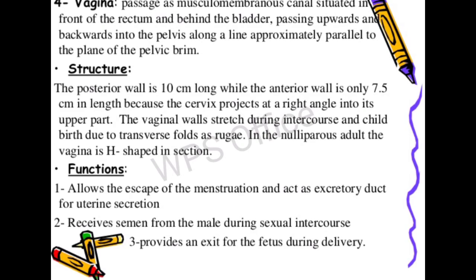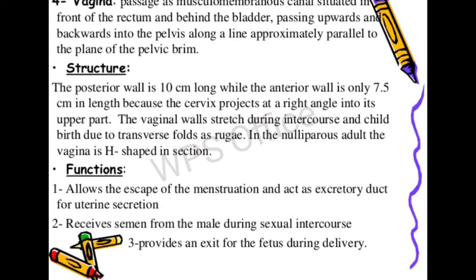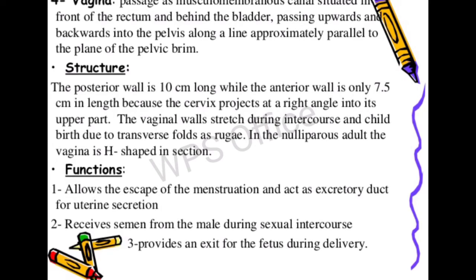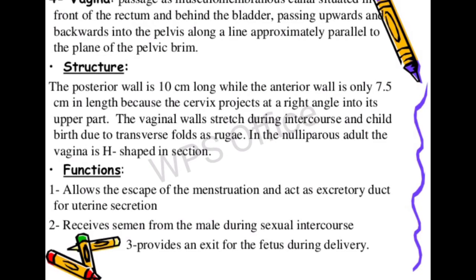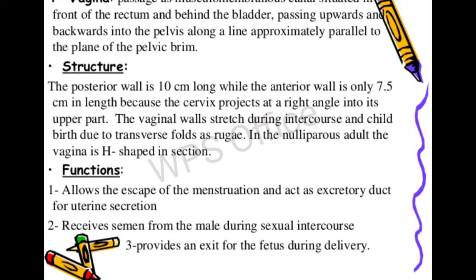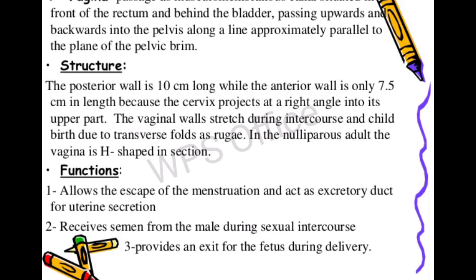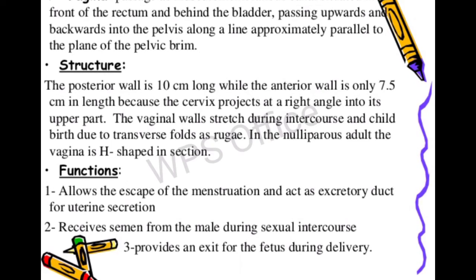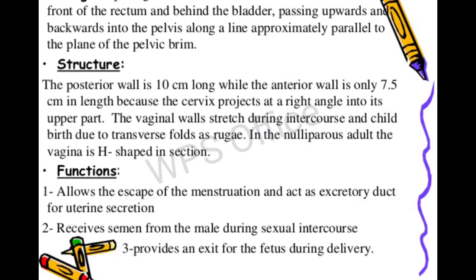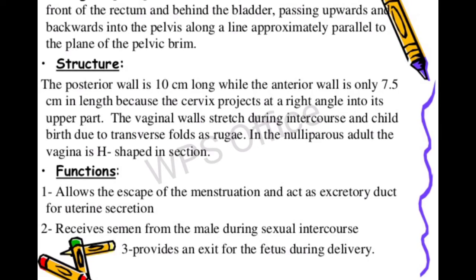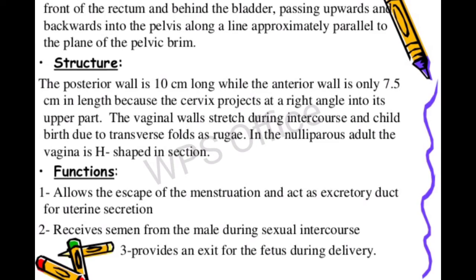Then the structure: the posterior wall is 10 centimeters long, while the anterior wall is 7.5 because the cervix projects at a right angle into the upper part. So this vaginal wall will stretch during intercourse and childbirth due to the transverse folds known as the rugae. In the nulliparous adult, that means the person who has no child, the vagina is H-shaped in section.